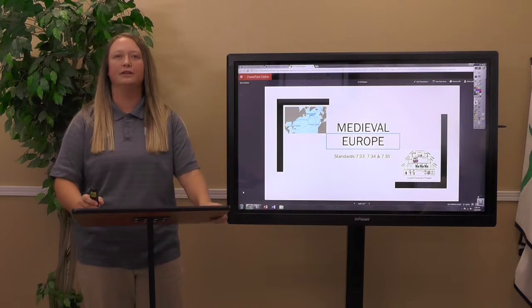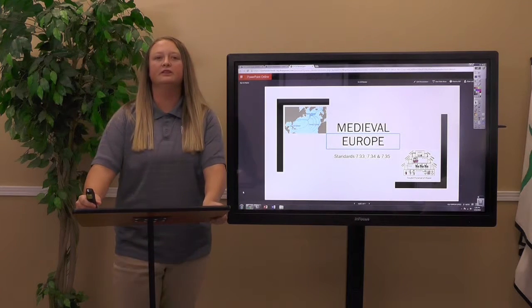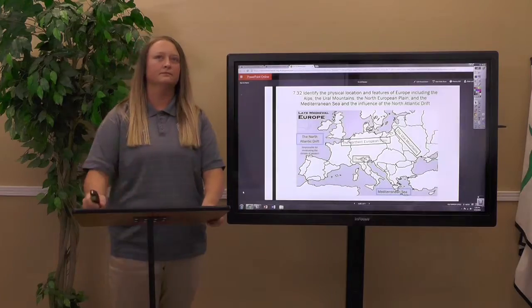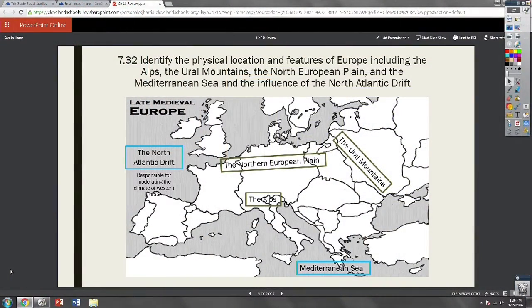Today we're going to be looking at medieval Europe, specifically Standard 733, Standard 734, and 735. 732 asks you to identify the physical location and features of Europe, including the Alps, the Ural Mountains, the North European Plain, and the Mediterranean Sea, and the influence of the North Atlantic Drift.